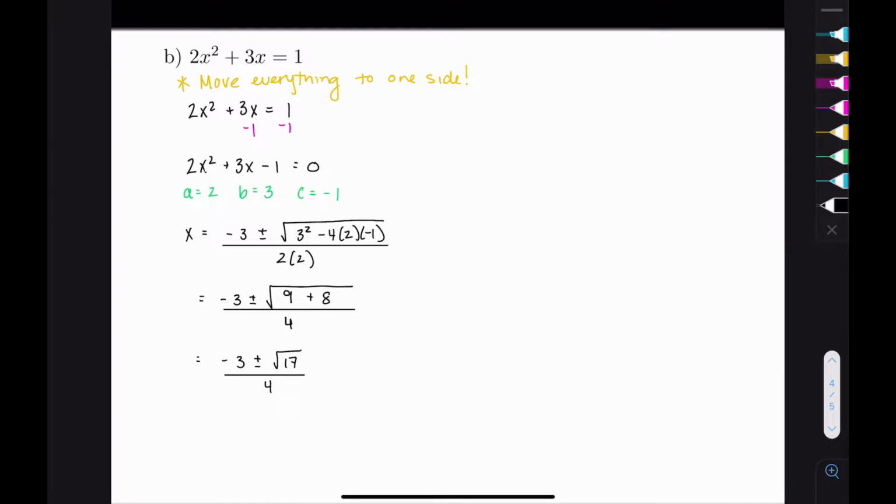And then root 17 does not simplify, so this is about all I can do with it. If you end up with a radical that you can simplify, you do need to go ahead and simplify it as much as possible.